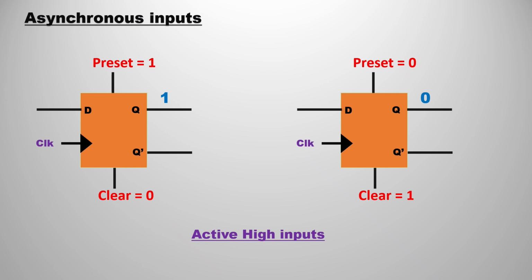In the second scenario, we have preset equal to 0 and clear equal to 1. In this we have the domination of clear. In this position also, what is meant by clear? The name itself suggests the output Q is equal to 0. As these are normal inputs, preset and clear, we are going to consider them as active high inputs.